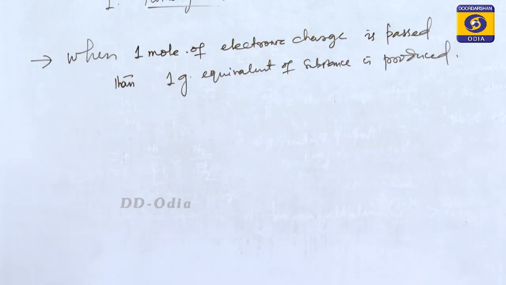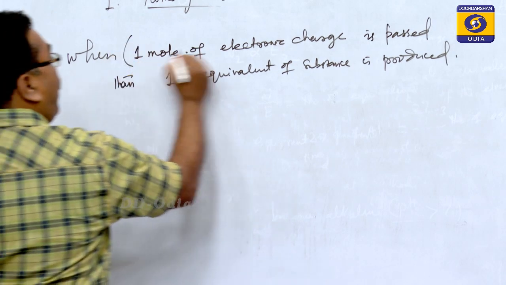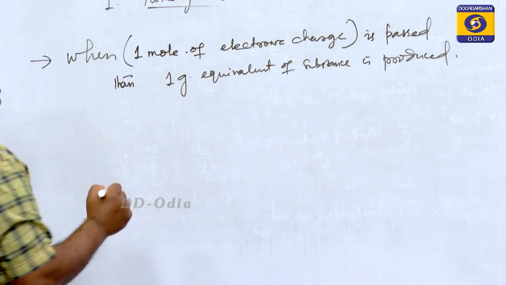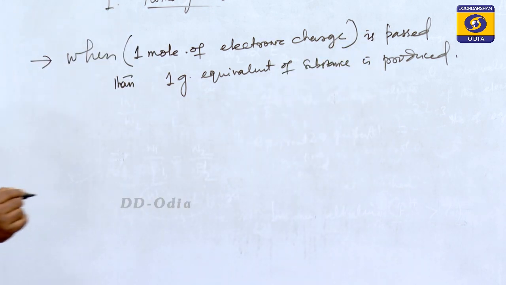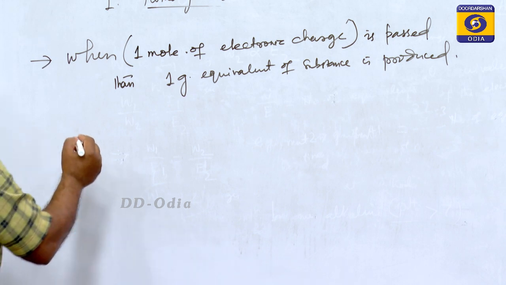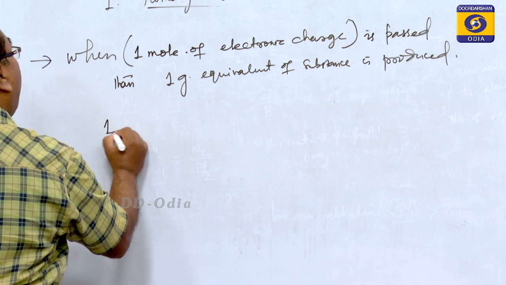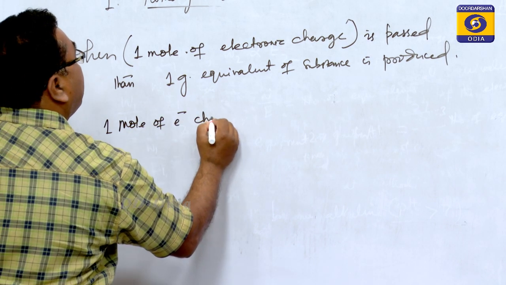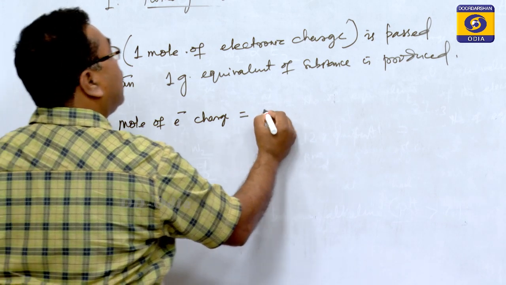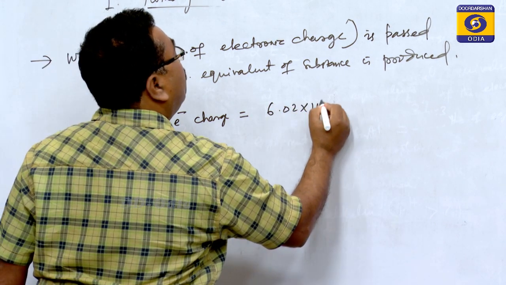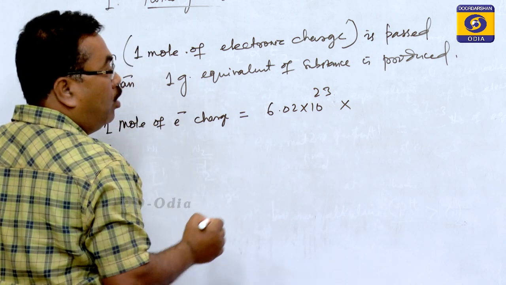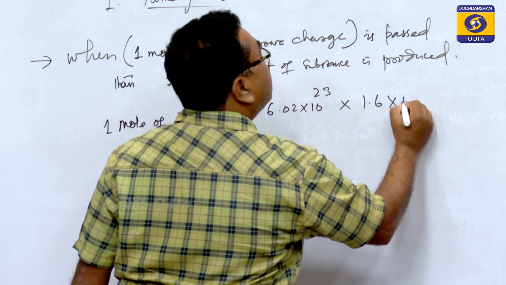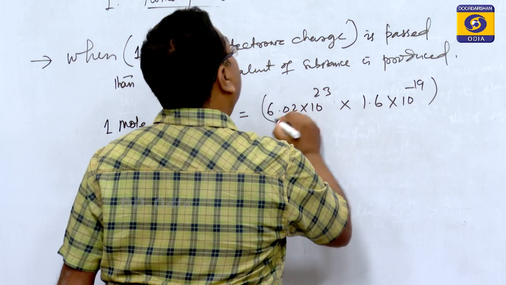This is the general outcome of Faraday's second law, when 1 mole of charge. So, let us know what we mean by this 1 mole of electronic charge. This is in fact a constant that is known as Faraday's constant. So, what is that? 1 mole of electronic charge means 6.02 into 10 to the power 23, this stands for 1 mole, and the charge of an electron is 1.6 into 10 to the minus 19 coulomb.